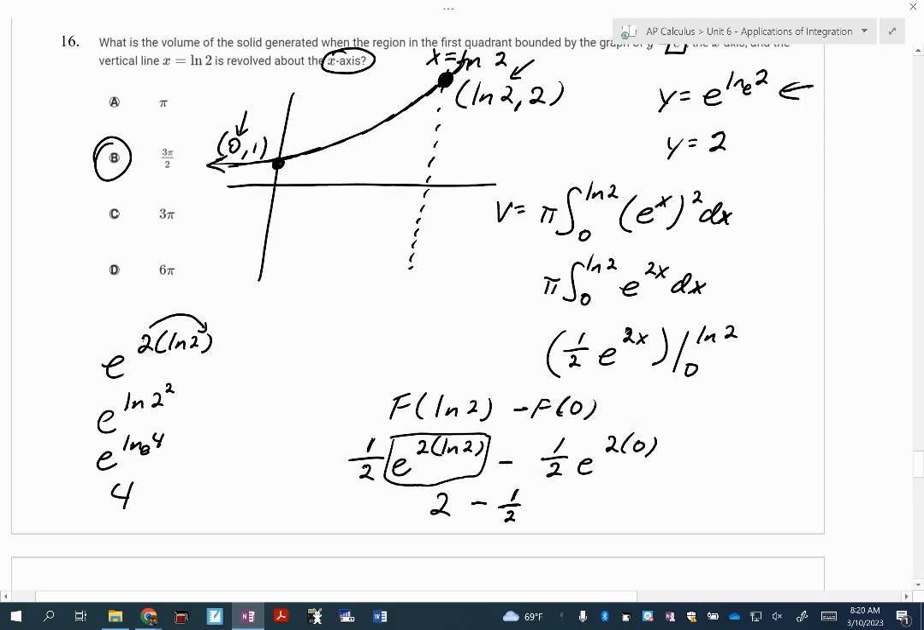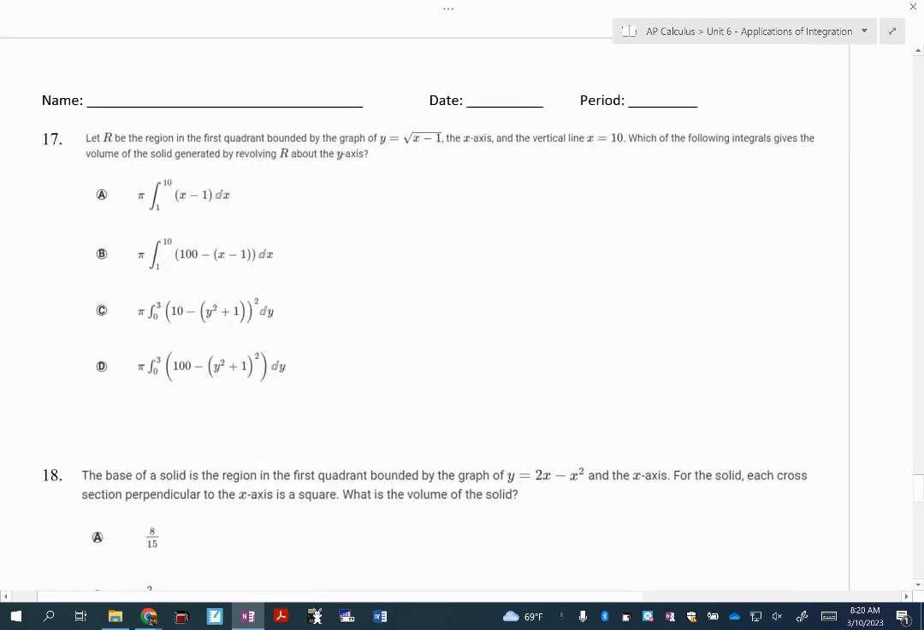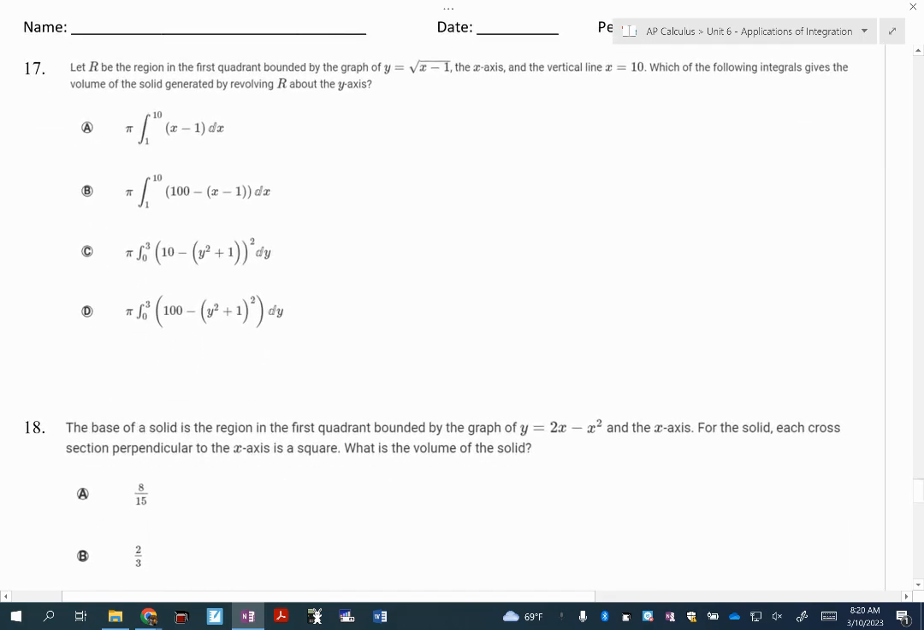So that's 16. All right, let's do 17. Okay, 17 has a region in the first quadrant. We'll sketch it, bounded by this square root function, the x-axis, and a vertical line. Which of the following integrals gives the volume of the solid generated about the y-axis? The moment I read y-axis, I'm thinking in my integral, I better see dy.